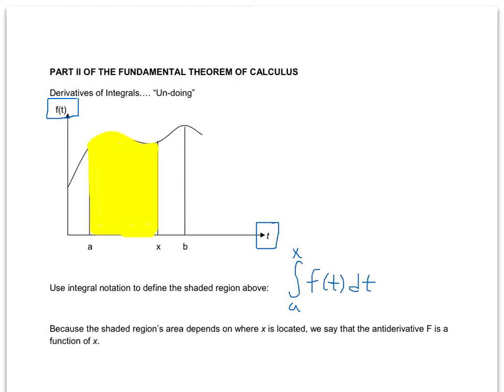Now, because the shaded region's area depends on where x is located, maybe we move this x location closer to b or closer to a, and the shaded region is going to change depending on where x is located. We can say that the antiderivative capital F is going to be a function of where that x is located.